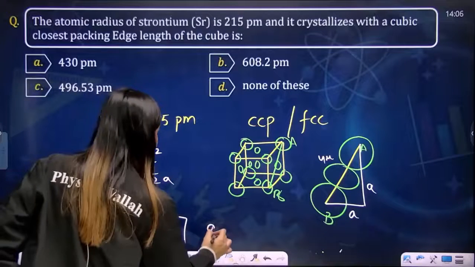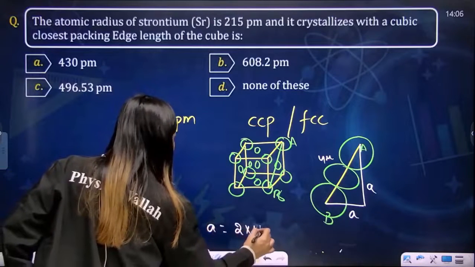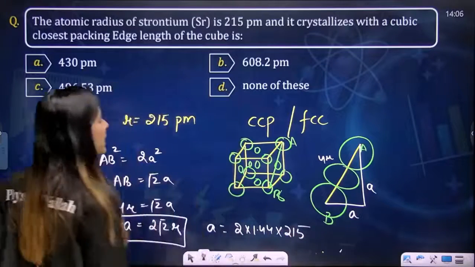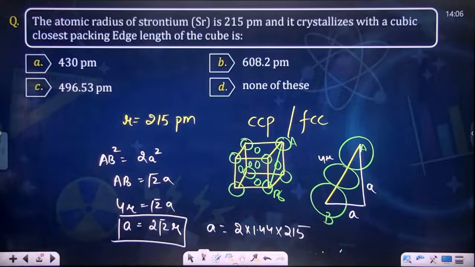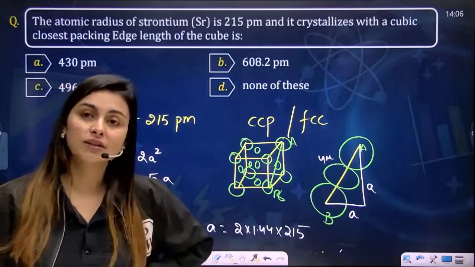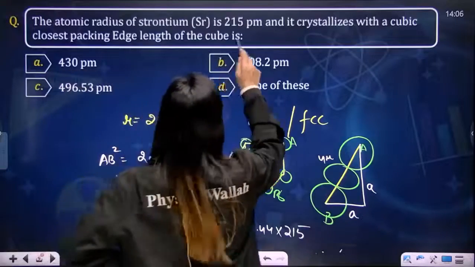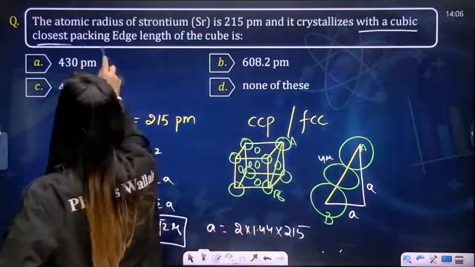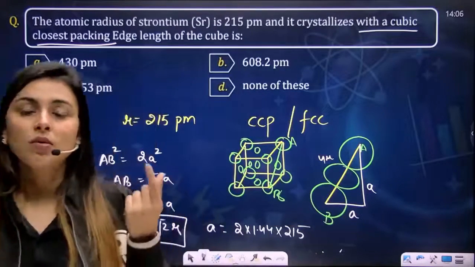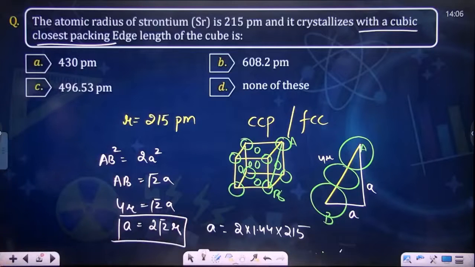So 2 root 2R, and what is the radius given? 215. So the edge length would be equal to 2 into 1.44 into 215. Just multiply it and you will get your answer, right? So this is how you had to solve this question. The most tricky part was that it crystallizes with a cubic closest packing. You need to understand that if it is talking about cubic closest packing, it is talking about the CCP lattice, or the FCC lattice. I hope you got the answer. Please pause the video, write it down, and then we'll move forward.